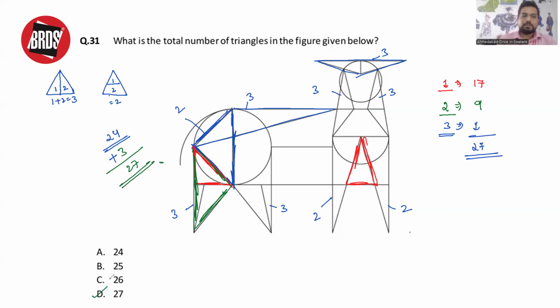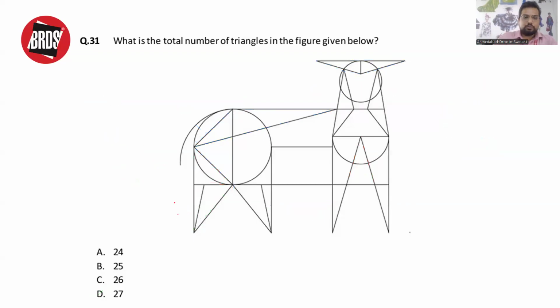I do hope that you must have counted it correctly to answer 27. A lot of students were answering 26. So most probably they have either missed this one or maybe this one. Mostly I've seen that students missed these two triangles in the normal discussion. Let's move ahead to the very next question, question number 32.